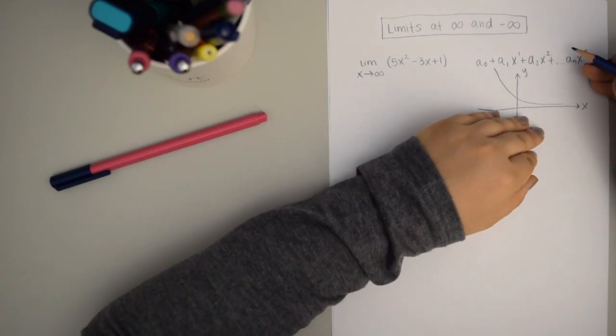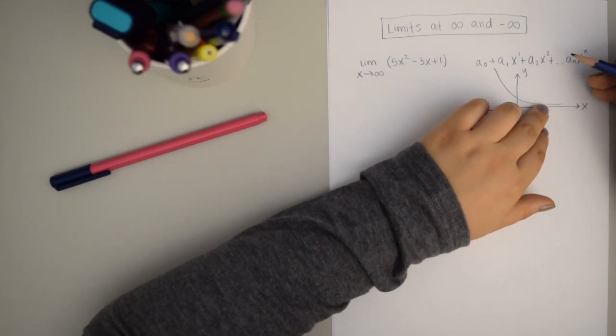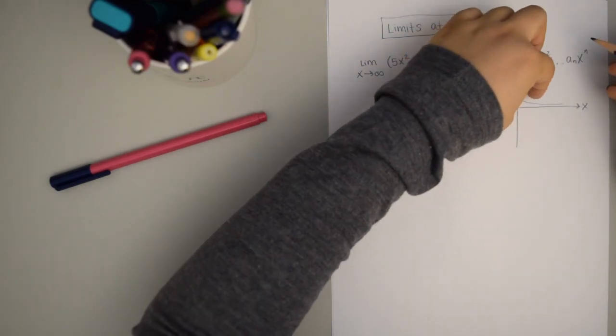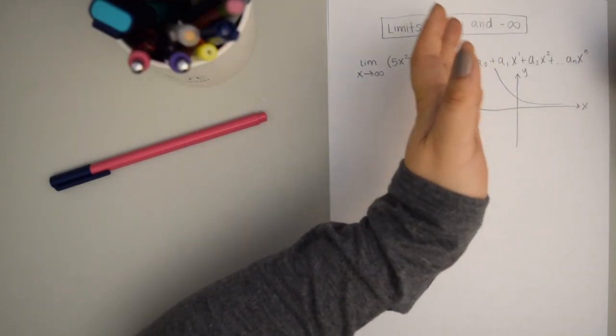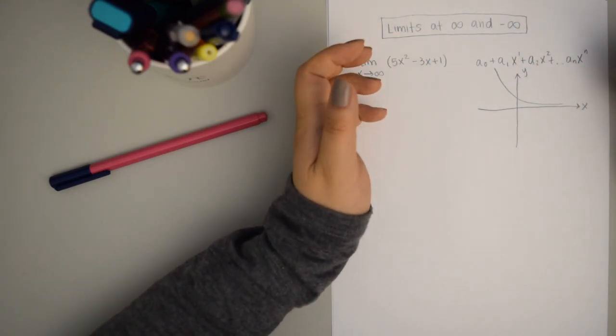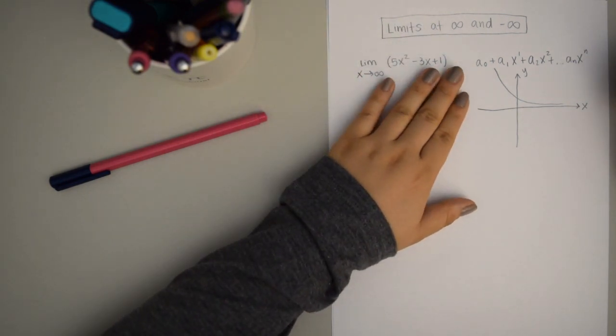So when we're talking about limits, we want to say, okay, as x approaches a certain value, or in this case infinity, it gets infinitely large, what happens to the y values? It might approach something, it might not. So the limit doesn't necessarily have to exist, but we can calculate some limits.